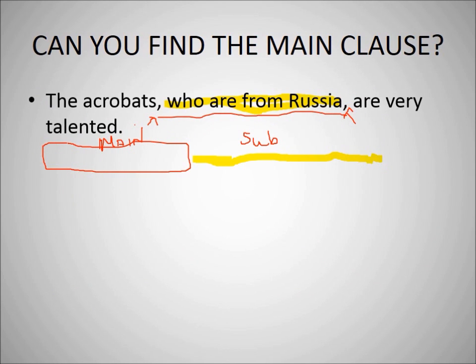The acrobats who are from Russia are very talented. Now within here there is a main clause, the actual sentence part that we can pull out and it can stand alone. Can you find the main clause?